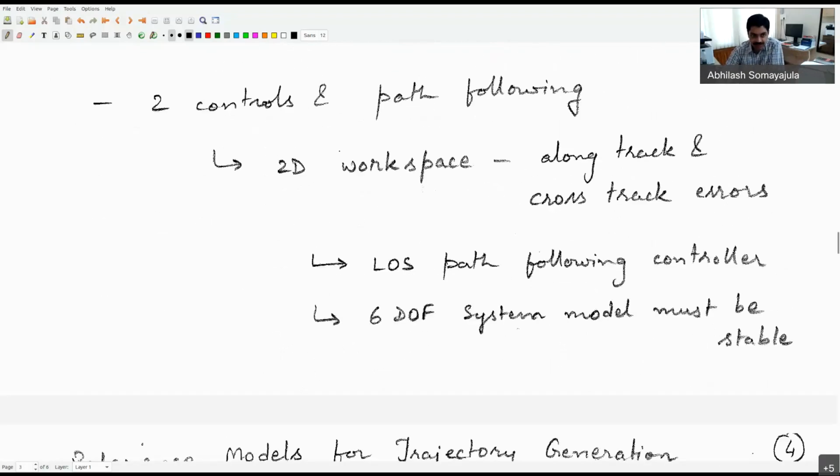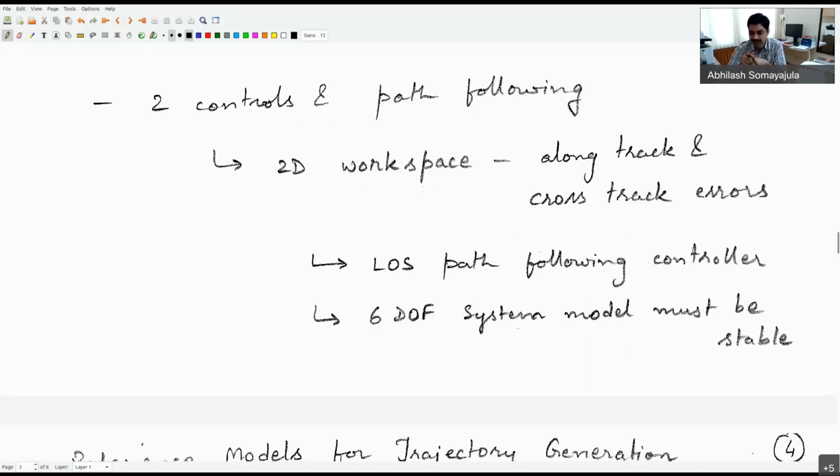Then sometimes I may be looking at a 2 controls and a path following problem. As I said, let's say I want to survey the port channel, then this is what I'll be doing. I have 2 controls on the ship and I want to do a path following. Typically in such an approach, we can get away with doing the path following by reduction of the problem state, or the so-called configuration space, into 2D space.